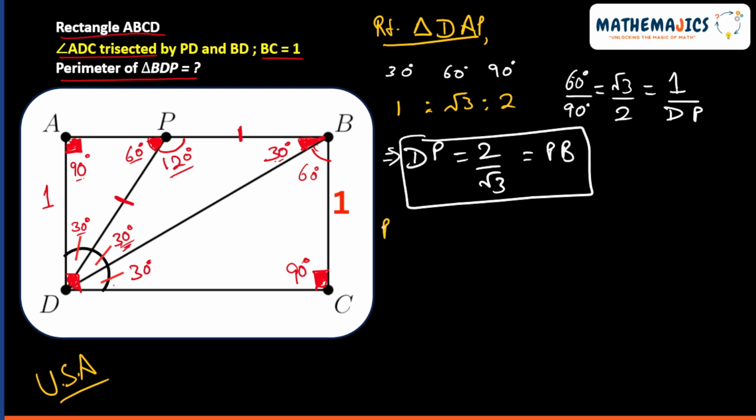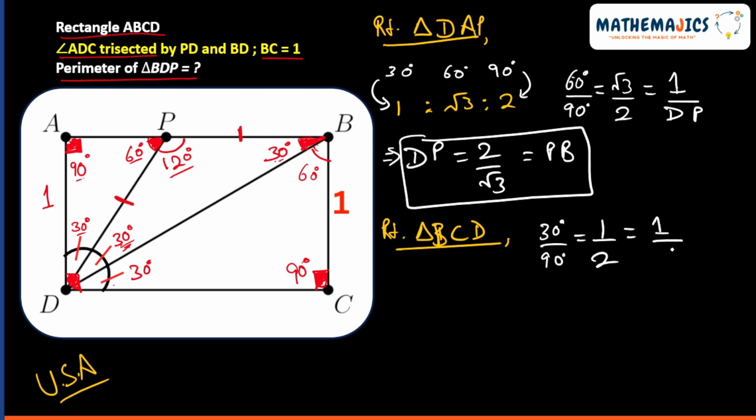Similarly, I'll go to right triangle BCD and I'll be using the same ratio of 30, 60 and 90. This time I'll be using 30 degrees and 90 degrees. So what is the ratio of sides opposite to 30 and 90? Opposite to 30 is 1 and opposite to 90 is 2. That means 1 by 2. In this right triangle BCD, the side opposite to 30 degrees is 1 and the side opposite to 90 degrees is BD. Correct? So BD will turn out to be 2.